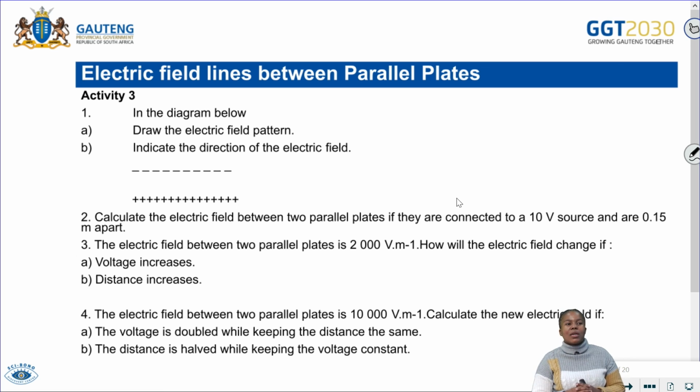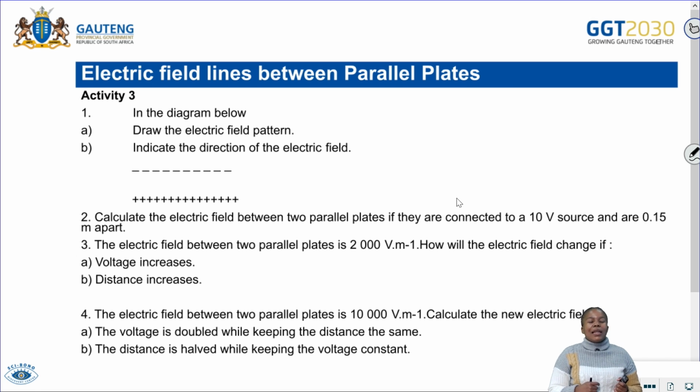Okay, number 3, the electric field between the two parallel plates is 2,000 volts per meter. How will the electric field change if the voltage increases, if the distance increases? So in these ones, we are exploring what you understand by the variables that are there when we say E is equal to V over D. Do you understand the relationship between the electric field and the potential difference? Do you understand the relationship between the electric field and the distance between the plates?